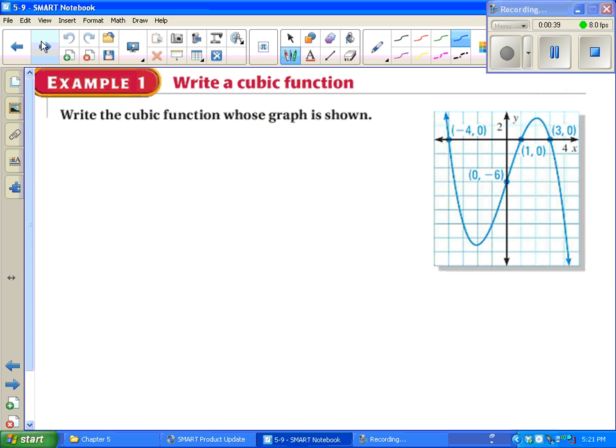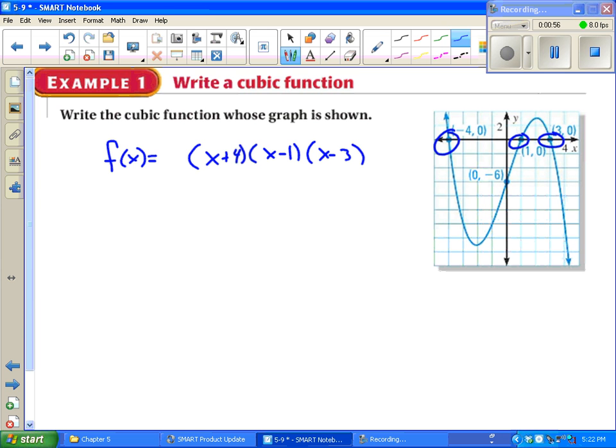Start off with something pretty friendly. It says write the cubic function whose graph is shown. Well, we're given zeros, so we can start by writing out those factors. x plus 4, x minus 1, and x minus 3. That could all be multiplied by some constant. We don't know what that constant is until we use our extra piece of information. That tells us how much it stretches out.